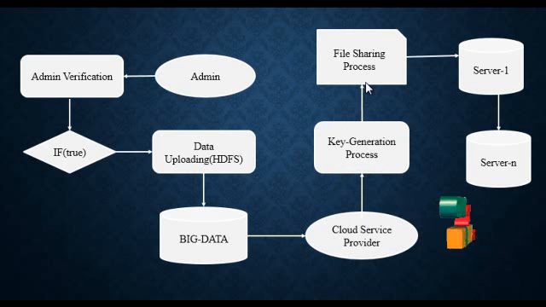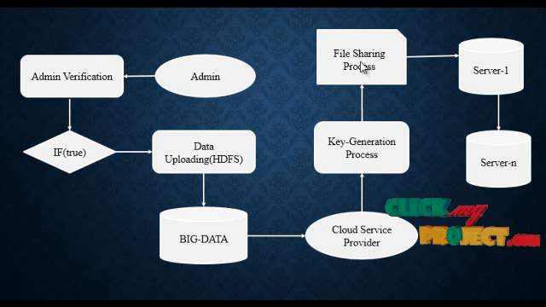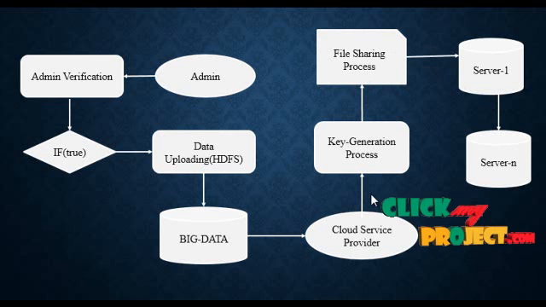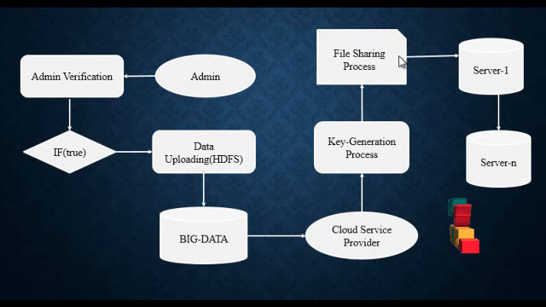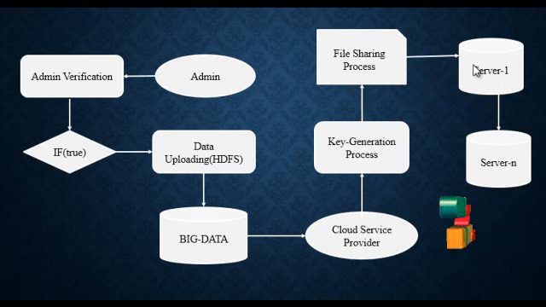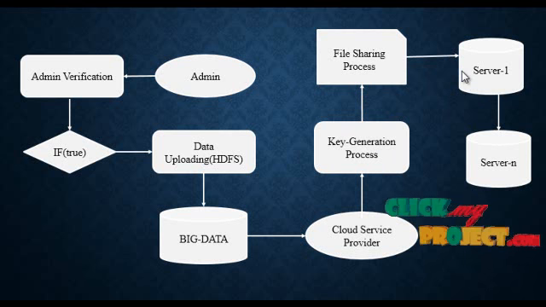Next is the file sharing process. The data is split into a small number of segments. It means packets. The data is transferred from the source to the destination in these packets. After the key verification process, the cloud service provider defines how many servers are needed. Three servers are wanted, so these three servers are created. After the allocation, the data is transferred from the cloud service provider to the servers. The key verification process is completed, and the data is stored on each server.